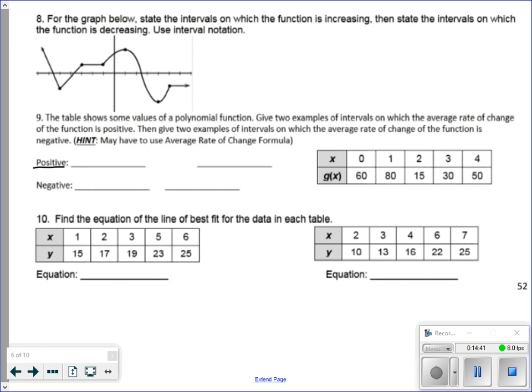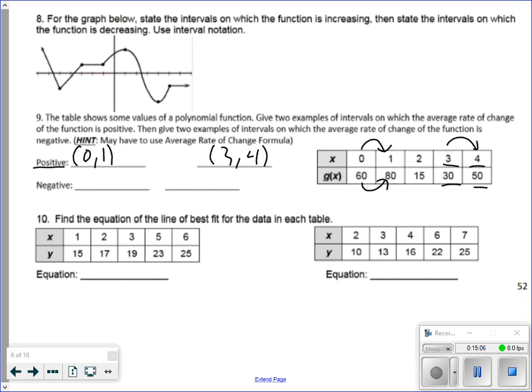So for some positive ones, you can see if you go from 0 to 1, our y's go from 60 to 80. So that's going to be a positive average rate of change. We increase on average throughout that interval. All right, and then one more from 3 to 4. We start at 3, we go to 4, our y's go from 30 to 50.